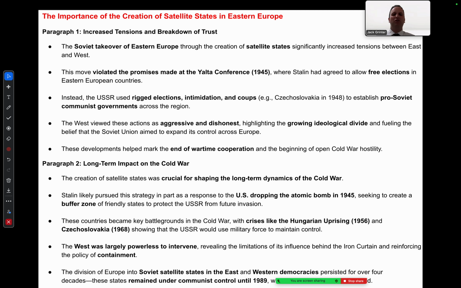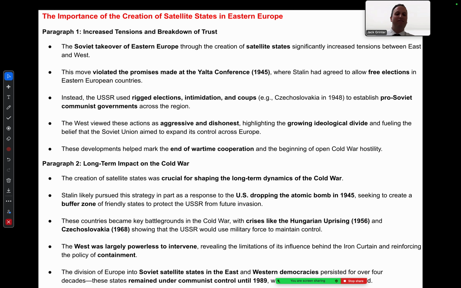Short term it's important, but longer term it's hugely important for how the Cold War develops later on. We're going to see later on in the Cold War, in Key Topic 1, the Hungarian Uprising, Key Topic 2, Czechoslovakia, they become the key battlegrounds in the Cold War. It almost tests the Soviet Union in terms of how much they're willing to use force to maintain control. It also shows the West, USA and Britain, really powerless to intervene.